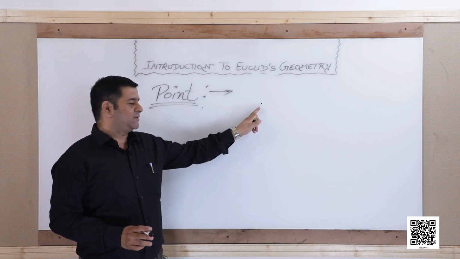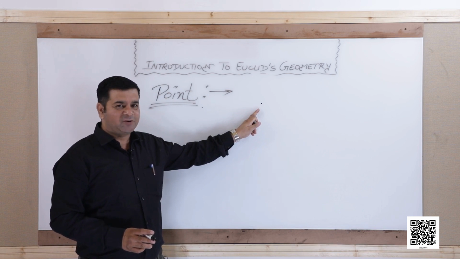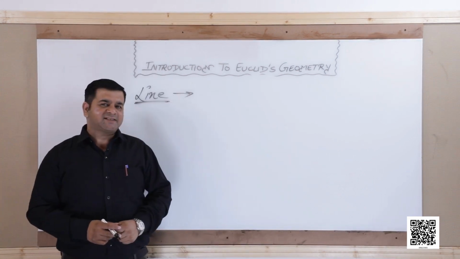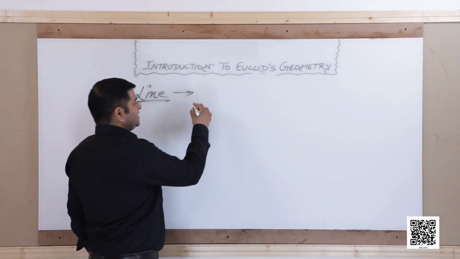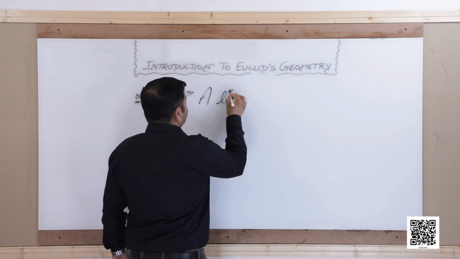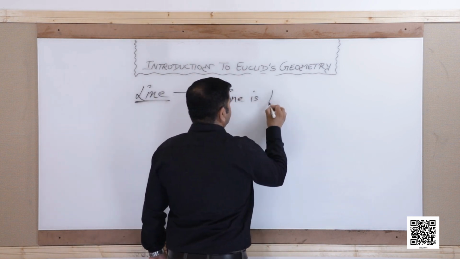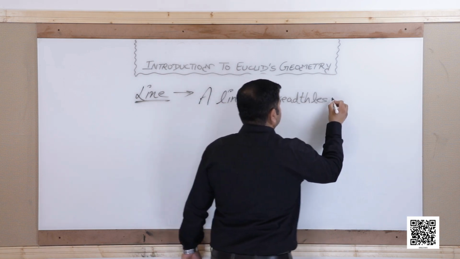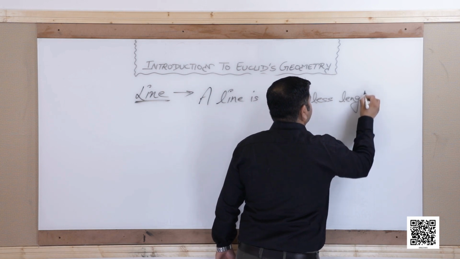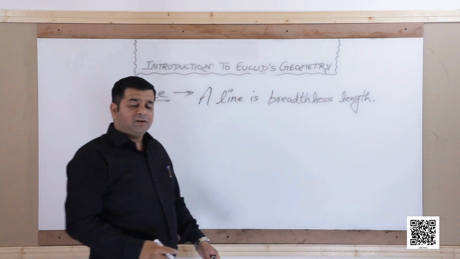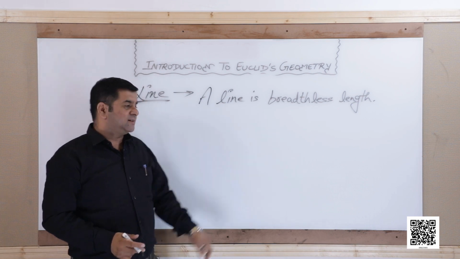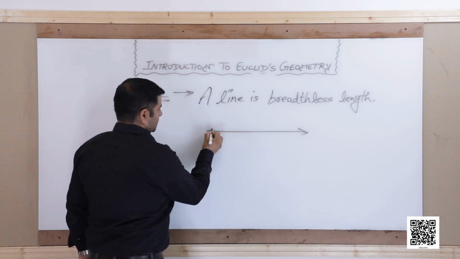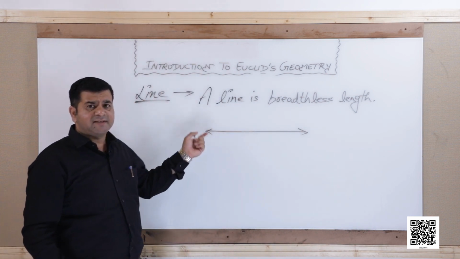A point is represented by this. This dot is called a point in geometry. Next is line. Let's see how Euclid defined line. A line is breadthless length. Now what do we mean by a breadthless length? That is this. This is a line.